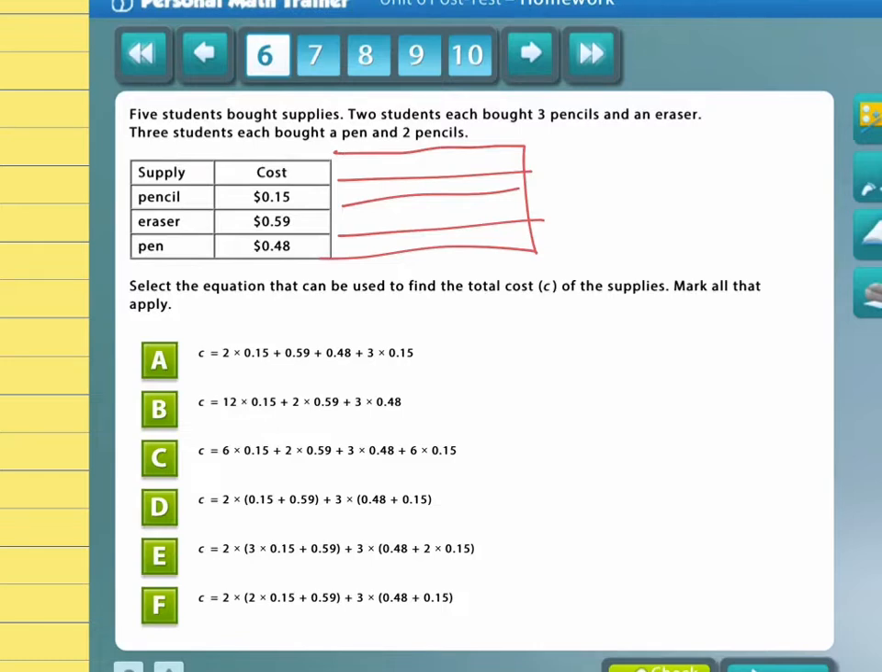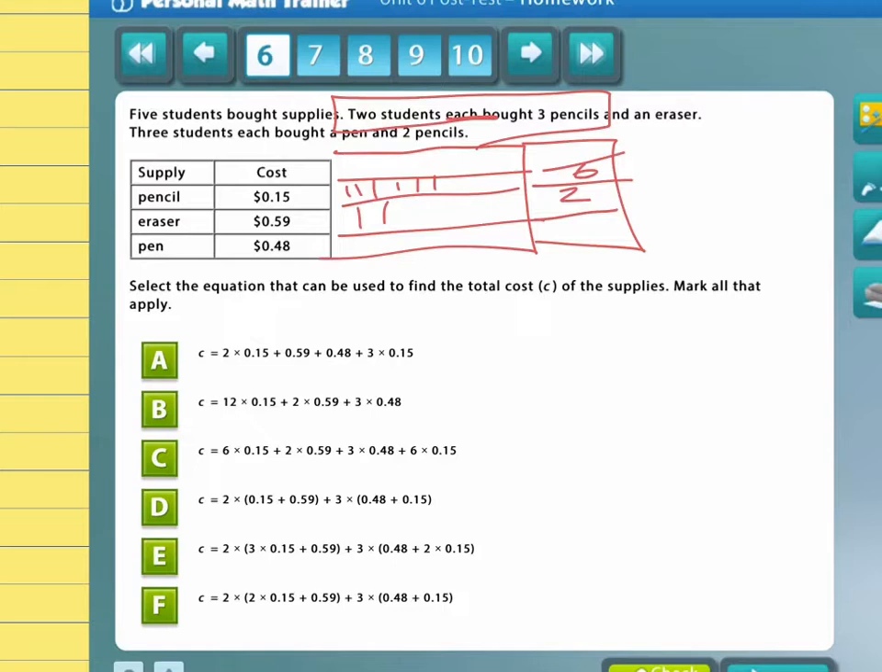So 2 students each bought 3 pencils. So how many pencils would there be if 2 students bought 3 each? There'd be 1, 2, 3 for one student, 1, 2, 3 for another student. So that is a total of 6 pencils. So I'm going to create my chart like that. And an eraser. So they each bought an eraser. So that would be 2 erasers here.